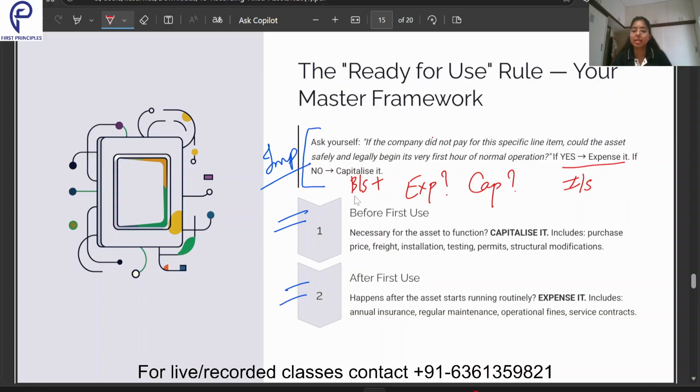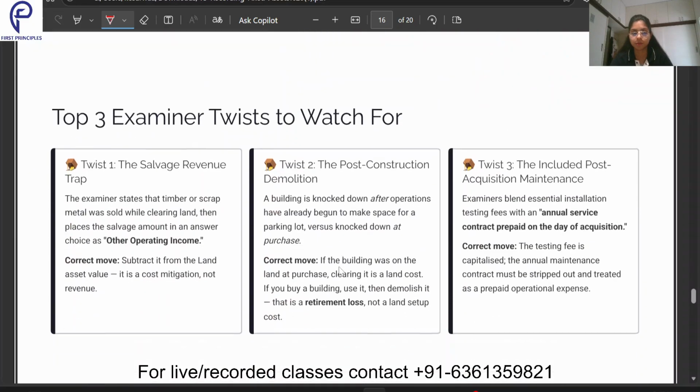So in most cases, any cost which is incurred before the first use in order to make it functional, we have to capitalize, that is, show on the balance sheet. But usually any cost after first use which is recurring in nature, that means it is going to come in year 1, year 2, year 3, or at regular intervals, or frequently, we have to expense it off. Examples are given over here and here for both types of cost: which cost has to be capitalized, and which cost has to be expensed.